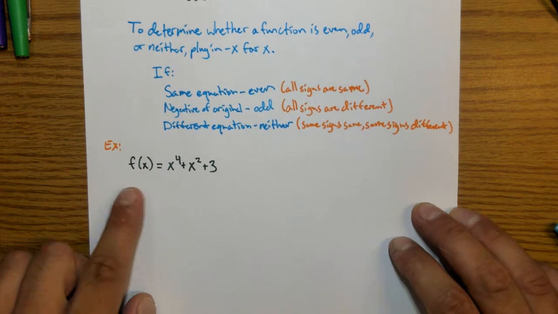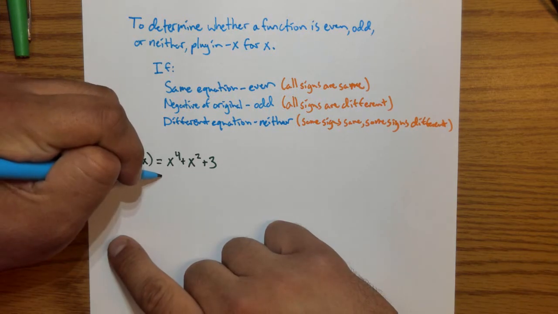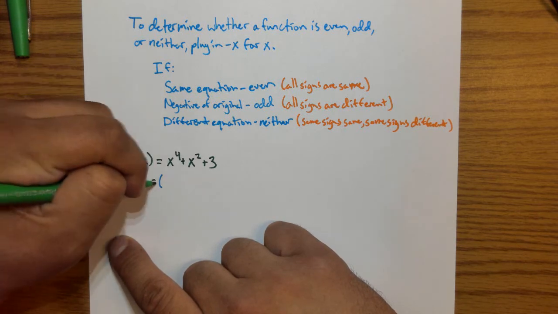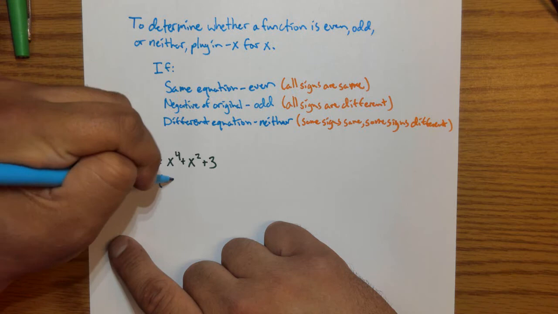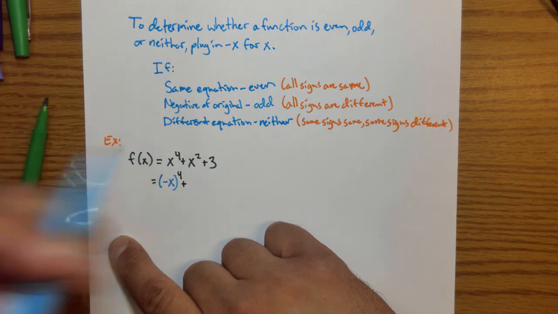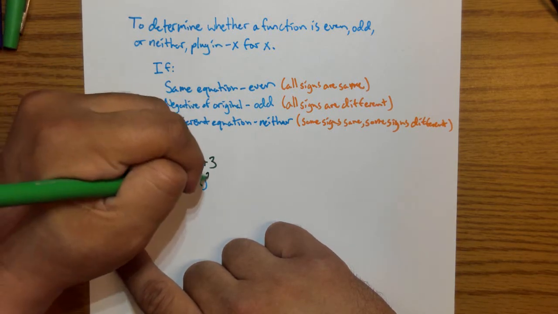So let's take a look at this example here. We have f of x is equal to x to the fourth plus x squared plus 3. And what I'm going to want to do is plug in a negative x for every time I see an x and simplify. This first one, I'm going to put negative x to the fourth plus negative x squared plus 3.